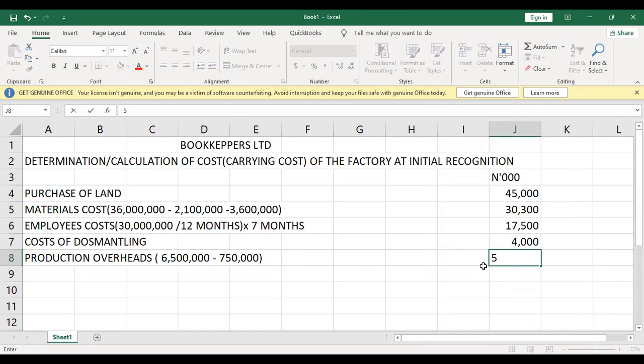Sorry, please, before you continue, why are we deducting it? It's still a production overhead. Does it have to do with the dates?